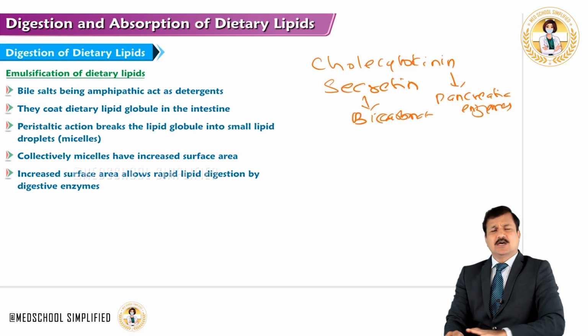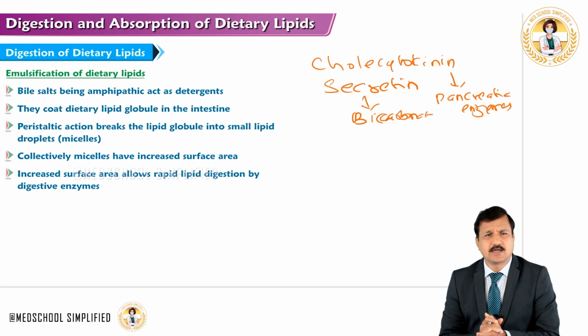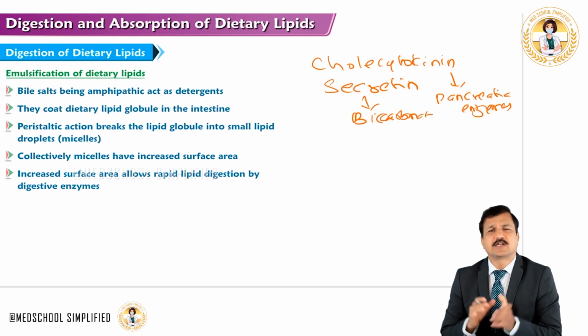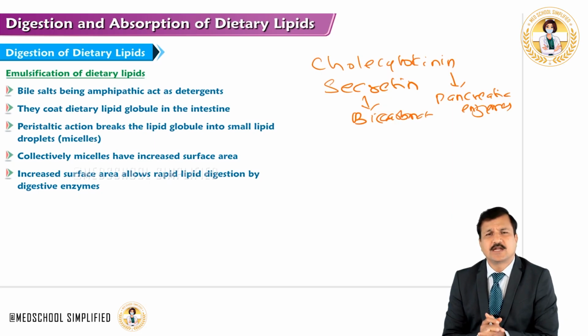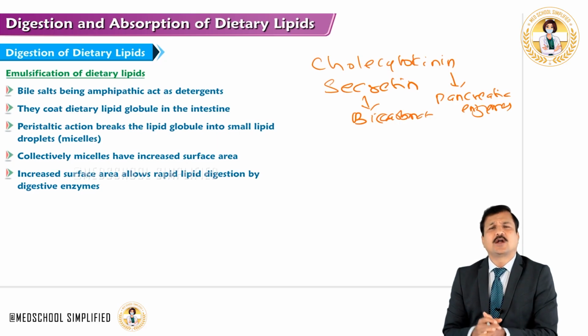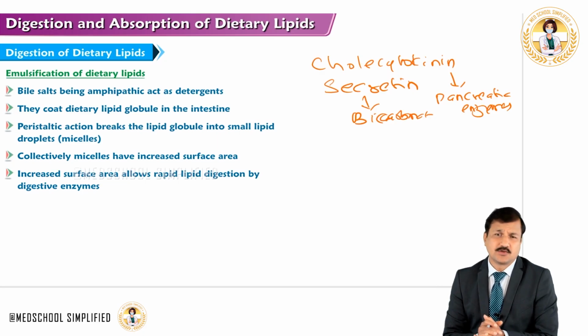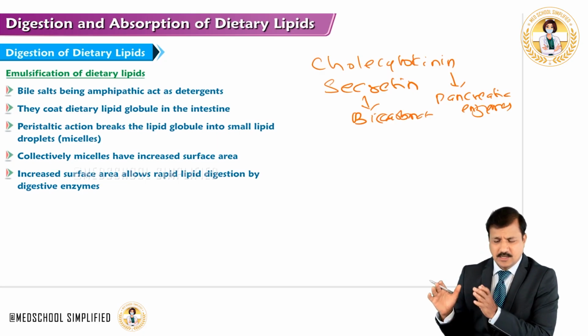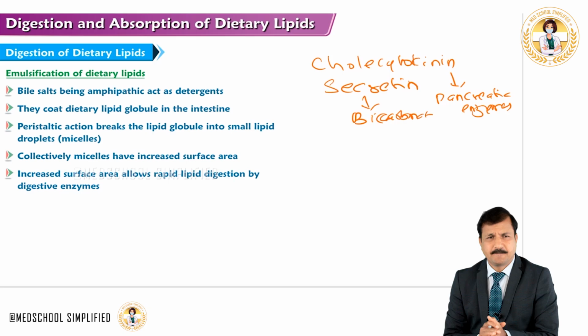So now we are looking at digestion and absorption of dietary lipids in this chapter. We will restrict ourselves to understanding how dietary lipids are digested and absorbed, rather than deviating into how dietary carbohydrates and proteins are absorbed. We are going to learn them separately.